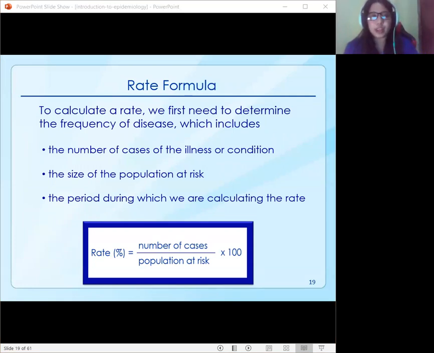Okay, so to calculate a rate, we first need to determine the frequency of disease, which includes the number of cases of the illness or condition. We are counting, of course, the size of the population and the period during which we are calculating the rate. In formula, rate in percent is equal to the number of cases divided by the population at risk times 100. This formula provides the number of cases as a percentage of the population for a given period.